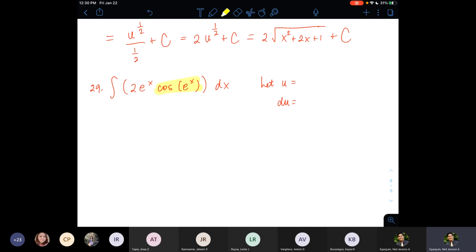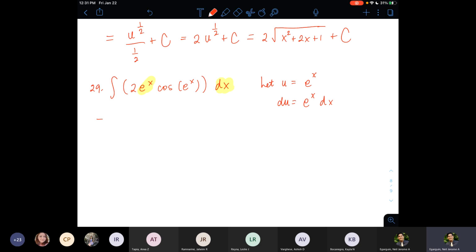If the entire cosine is not a good choice, then we go inside the cosine and look at what's the function inside. Inside the cosine, we see e to the x. Let's see if that will work. If I let u be equal to e to the x, then what would be du? du will be e to the x dx. Let's see if we have that in the integrand. Here I have the e to the x, and I have the dx, so I'm good.